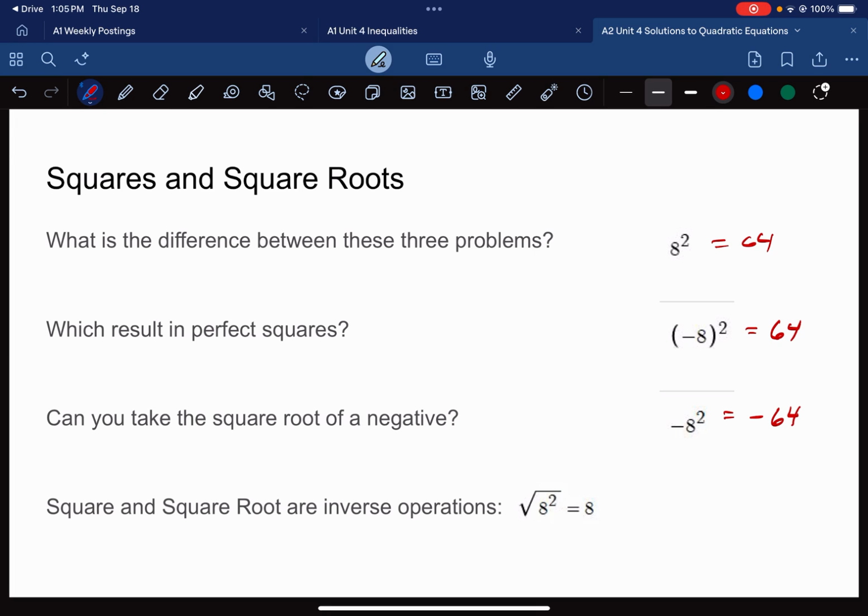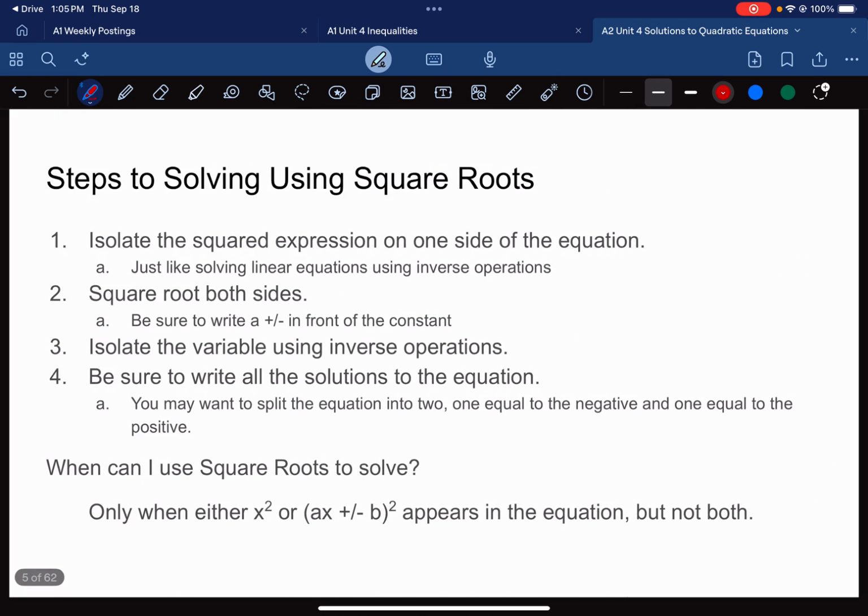So understand, square and square root are inverse operations of one another. One undoes the other, just like addition and subtraction are inverse operations, and multiplication and division are inverse operations. So if something is squared and we need to get rid of the square, we do the square root, and that's the inverse operation for that. Okay, so the square root of 8 squared, well, the square root and the square, they just negate each other. It's simply 8.